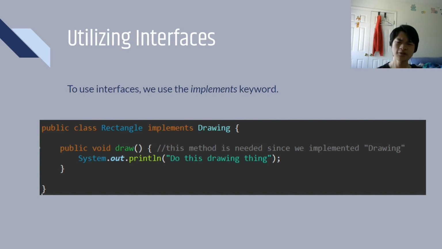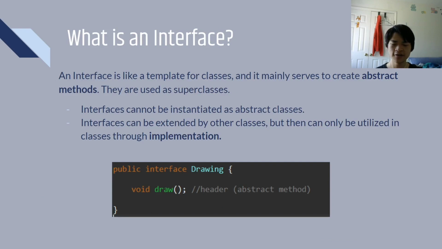So how do we utilize interfaces? Well, to use interfaces, we use the implements keyword. So for example, I have a class that I typed out really quickly here. We have public class rectangle, and it implements drawing, which is an interface. That was shown 2 slides earlier, I believe. Here it is. So it has a method called void draw.